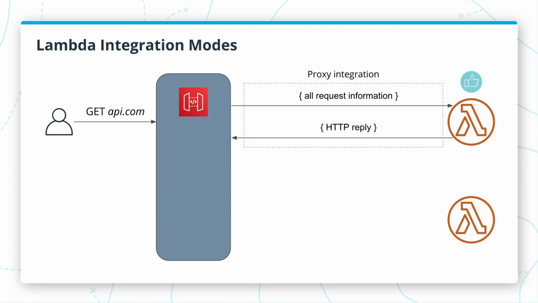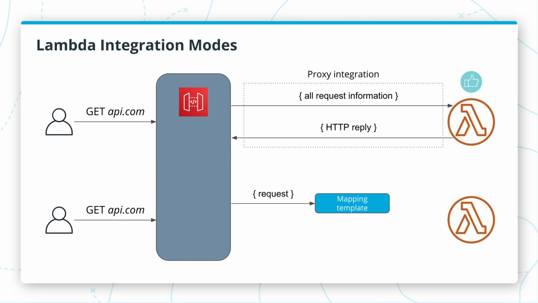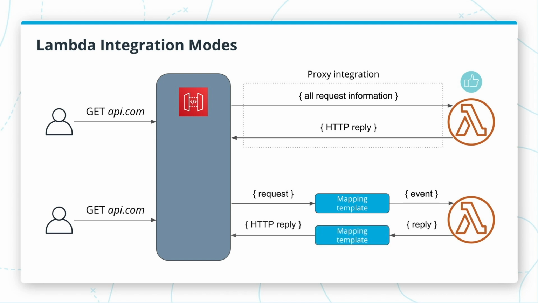Now, the second integration mode is called non-proxy integration, and the way it works, when API Gateway receives a request, it converts this request object into an event of a different shape using a mapping template. Now, when our Lambda function returns a reply, this reply is passed to a different mapping template, and this reply is converted into an HTTP reply.